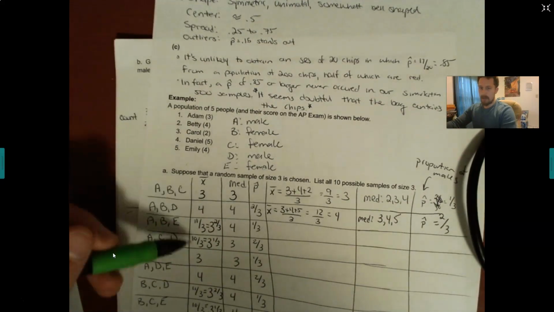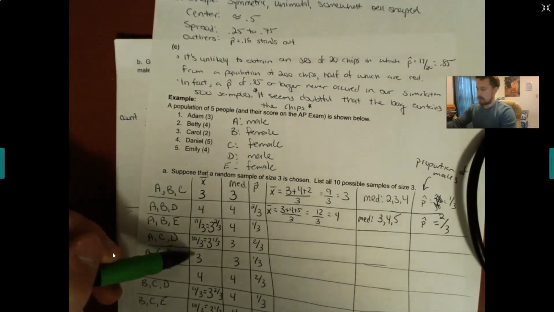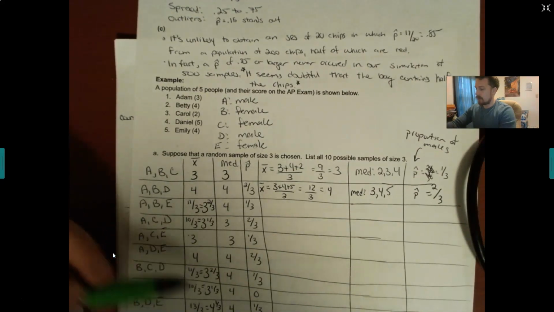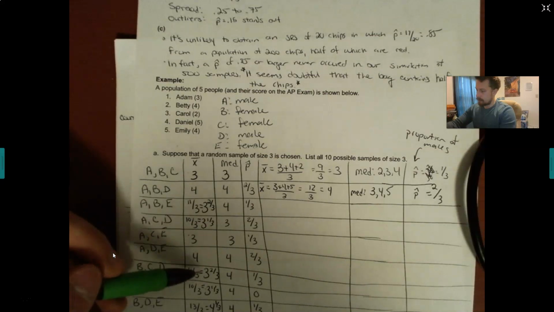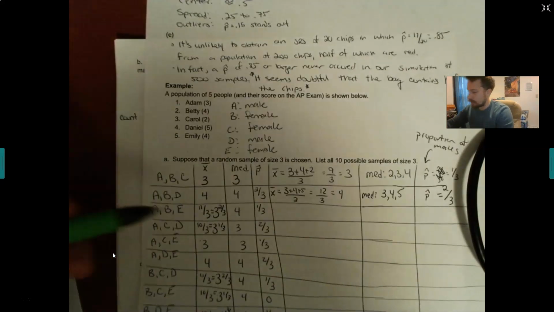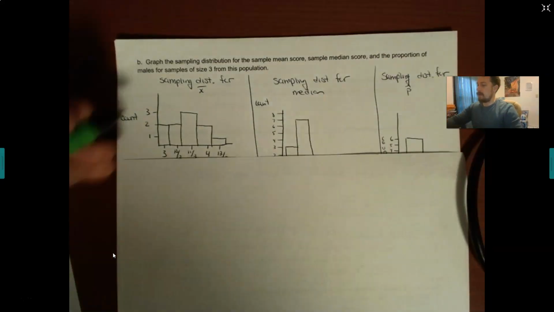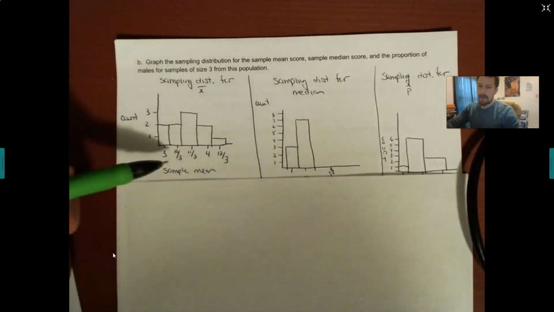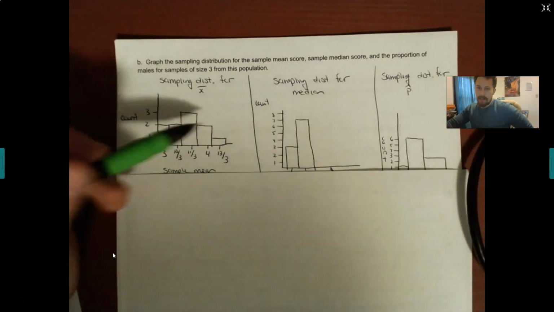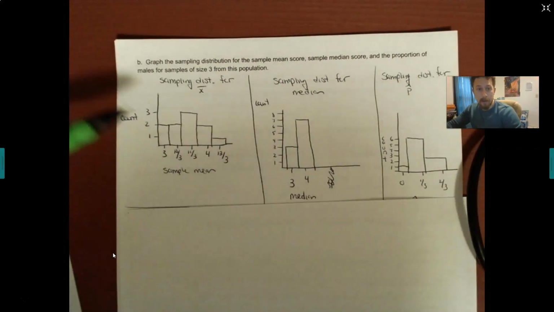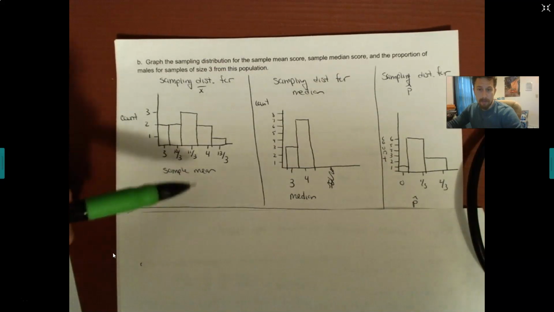If you look here, once here, once here, and you just keep going through. So 3 and 1 third popped up twice as well. 3 and 2 thirds popped up twice. Actually, I think that was 3 times. Yep, 3 times. So you can see how I have my x-axis labeled. I have my minimum, my max, and I just counted how many times these happen. Then I did the same thing for median and the same thing for p hat.